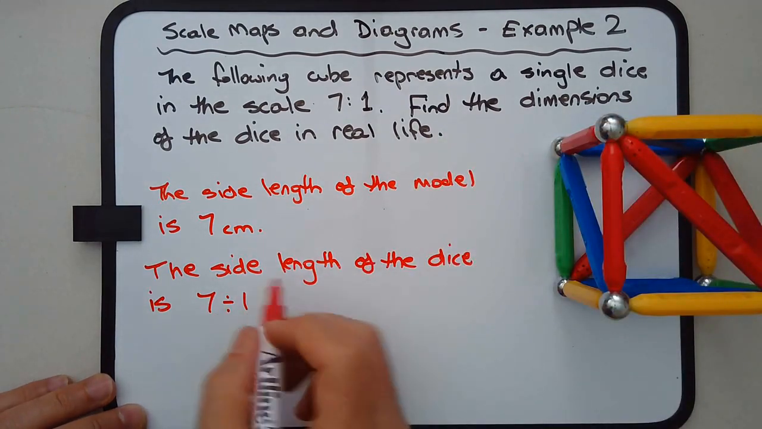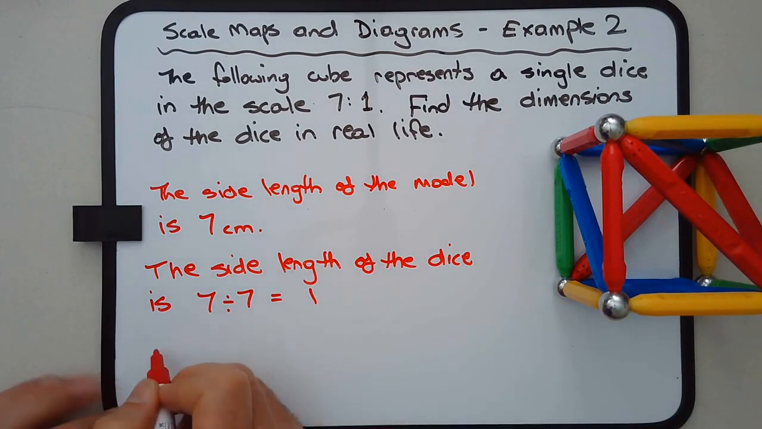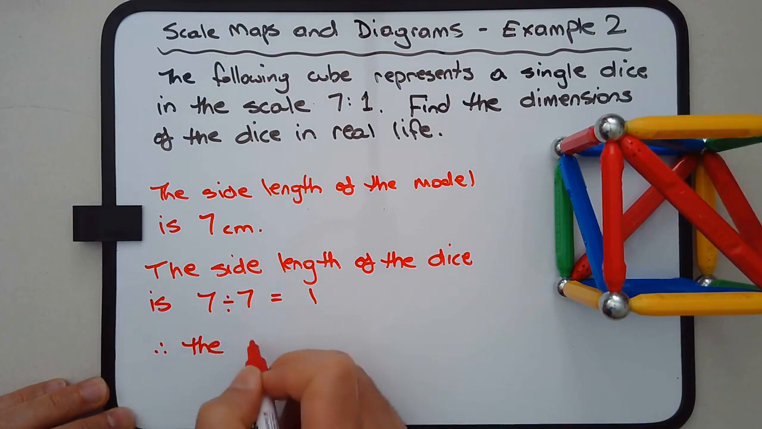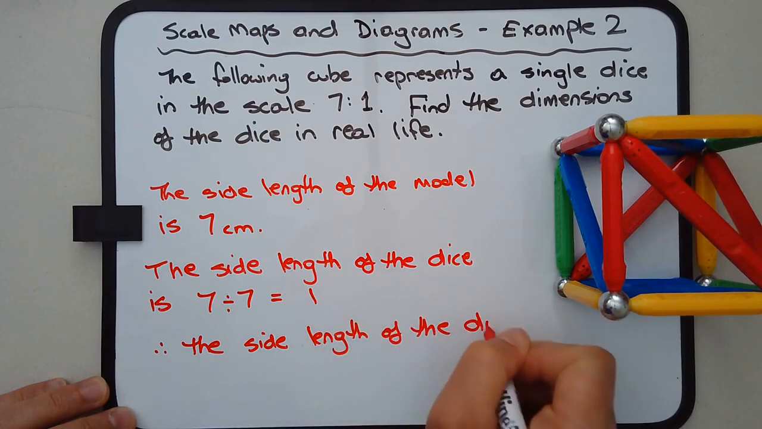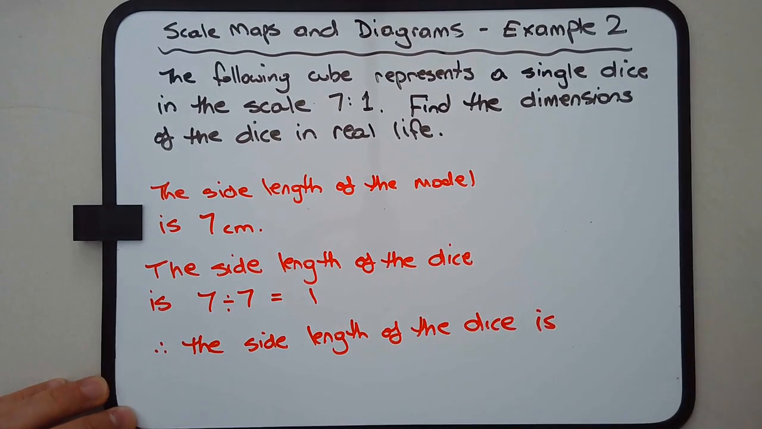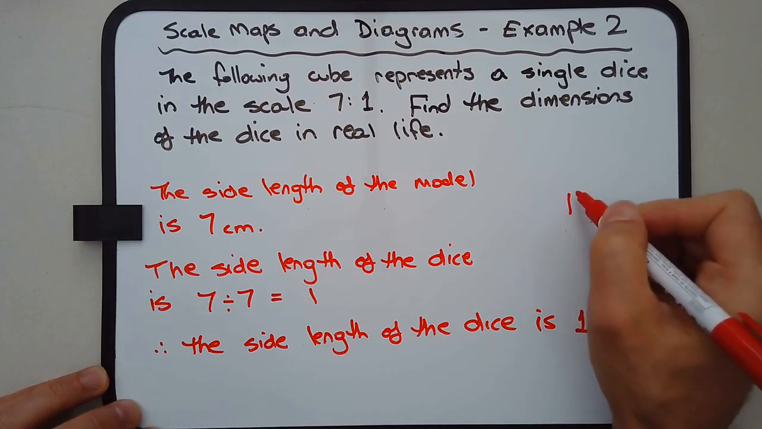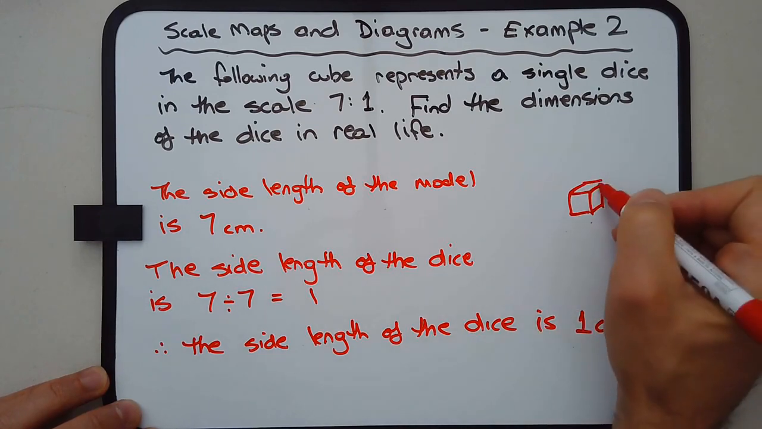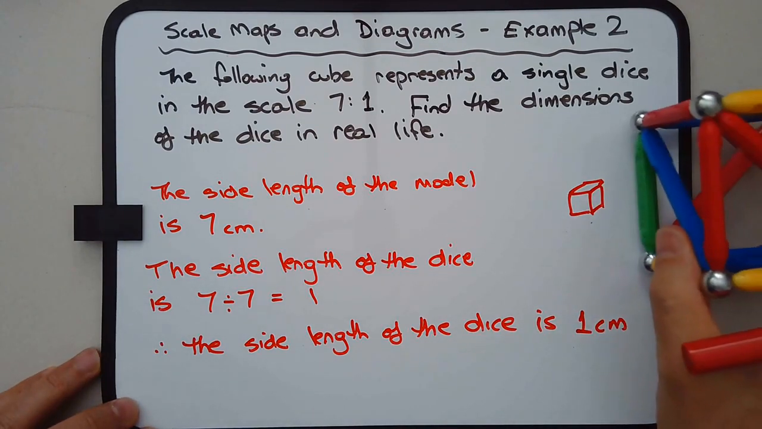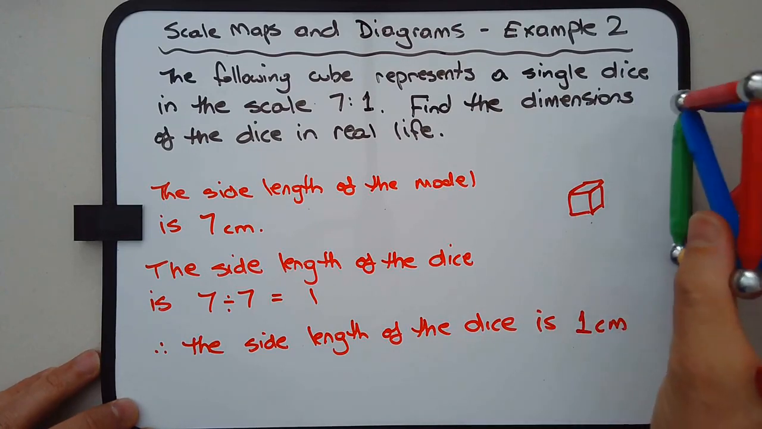So 7 divided by 7 is equal to 1. Therefore, the side length of the dice is 1 centimeter. So if I was to draw that, it would probably be fairly small. So that would be the actual real life die or dice versus the larger model.